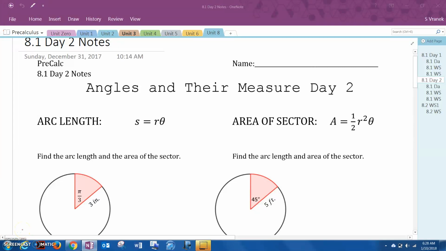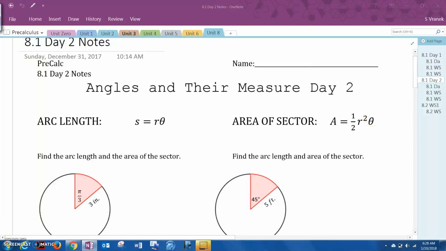Welcome back, class. Today we're doing arc length and area of a sector, and we're going to get back into that unit circle that you guys learned last year. So the first thing you need to know are these two formulas, and they will be provided on your worksheets. Arc length, S, is equal to radius times theta. And then area of a sector is 1/2 radius squared times theta.